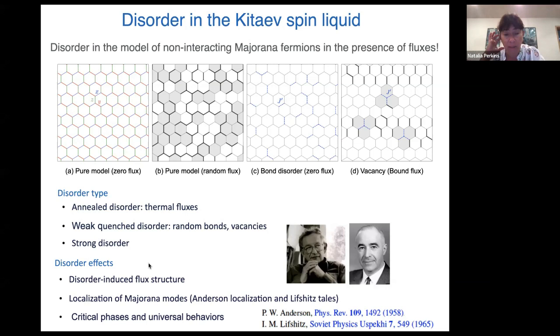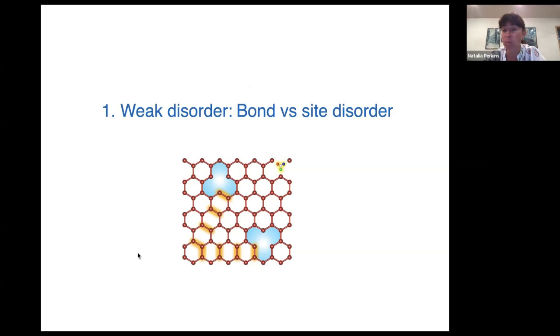And this is interesting: how in the concept of fractionalization, the two ideas of Anderson, about the quantum spin liquid and localization, came into play. And then I'm not going to talk much about this because I don't think I will have time. We can also study various critical phases and universal behavior in this model. And that is especially when we consider the case of the strong disorder in this model. Okay, so let me start with the weak disorder and consider what is the difference between bond and site disorder.